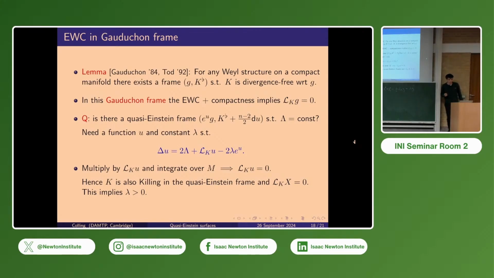And another consequence, as I explained before, is that this lambda has to be positive in order for the Ricci tensor to not be too negative definite.